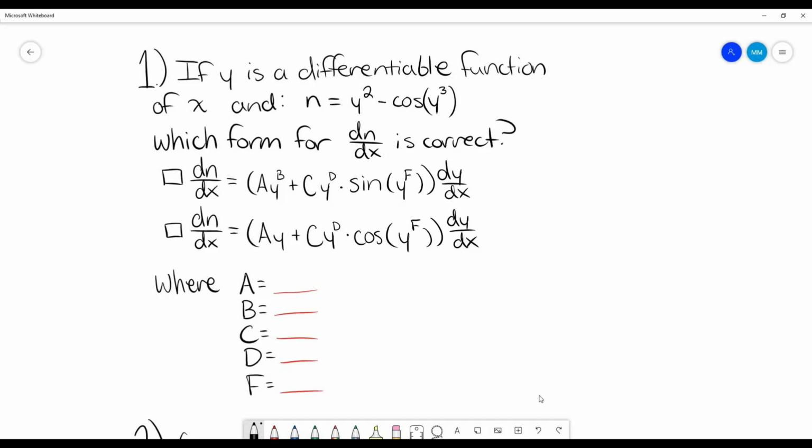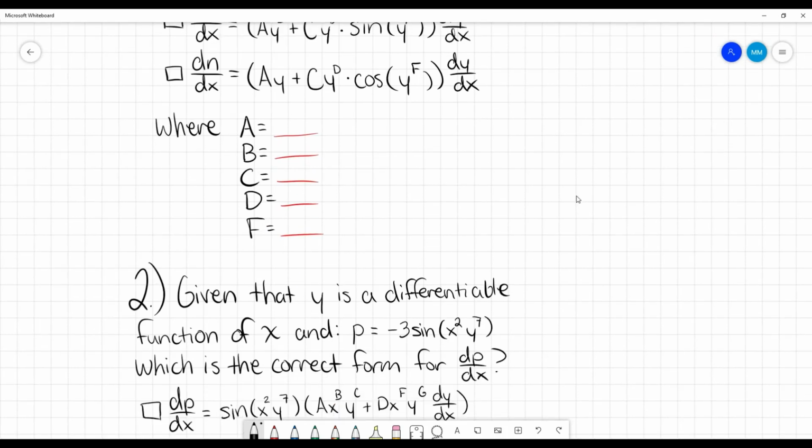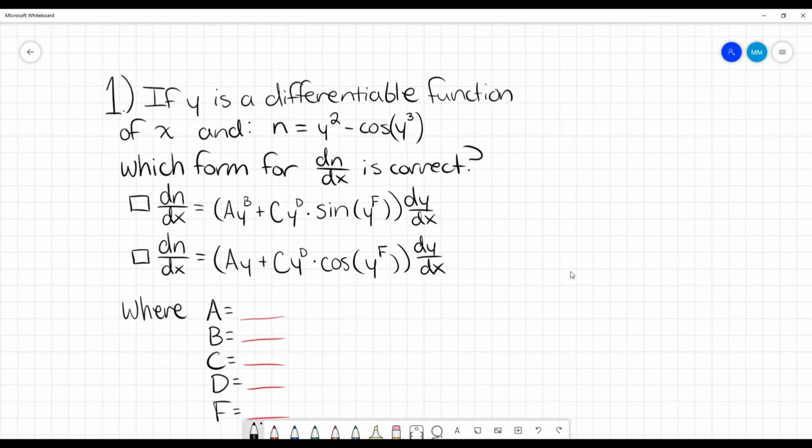Okay, so we're going to get started now on, I think this is problem set 9. And yeah, let's get a jump on this.